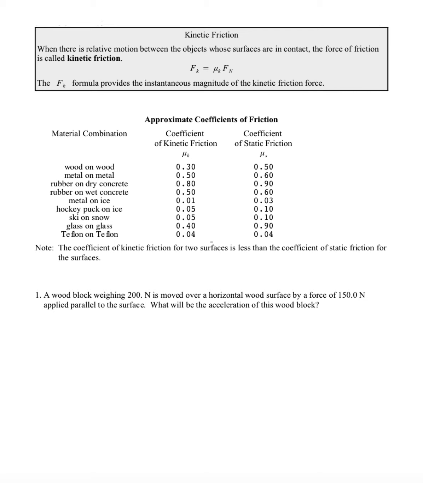Below are some approximate coefficients of friction for combinations of materials. The coefficient of kinetic friction is on the left, and the coefficient of static friction is on the right.